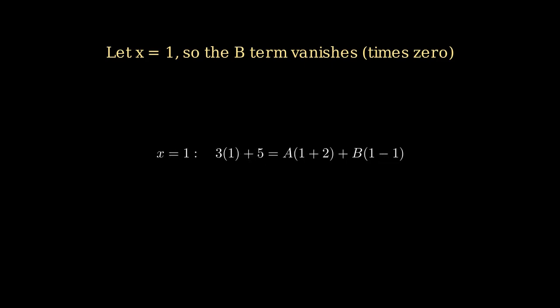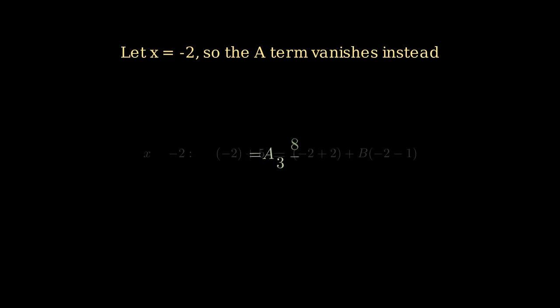The left side becomes 3 times 1 plus 5, which is 8, and the right side becomes A times the quantity 1 plus 2, which is 3A. So 8 equals 3A, giving A equals 8 divided by 3. Next, substitute x equals negative 2, which makes the A term vanish instead. The left side becomes 3 times negative 2 plus 5, which is negative 1, and the right side becomes B times the quantity negative 2 minus 1, which is negative 3B. So negative 1 equals negative 3B, giving B equals 1 divided by 3.